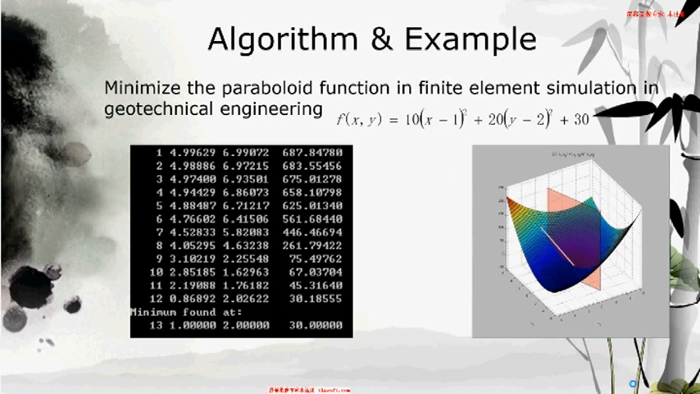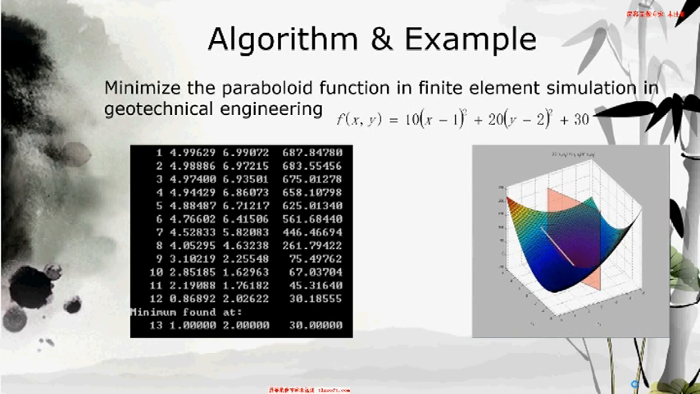Geotechnical engineering is a branch of civil engineering. In this subject, they mainly focus on the engineering behavior of earth materials. So it has many simulations and calculations on computer. Here, the example is about the finite element simulation in geotechnical engineering. This equation is just a very simple part of a finite element simulation. We can calculate it with conjugate gradient very well.